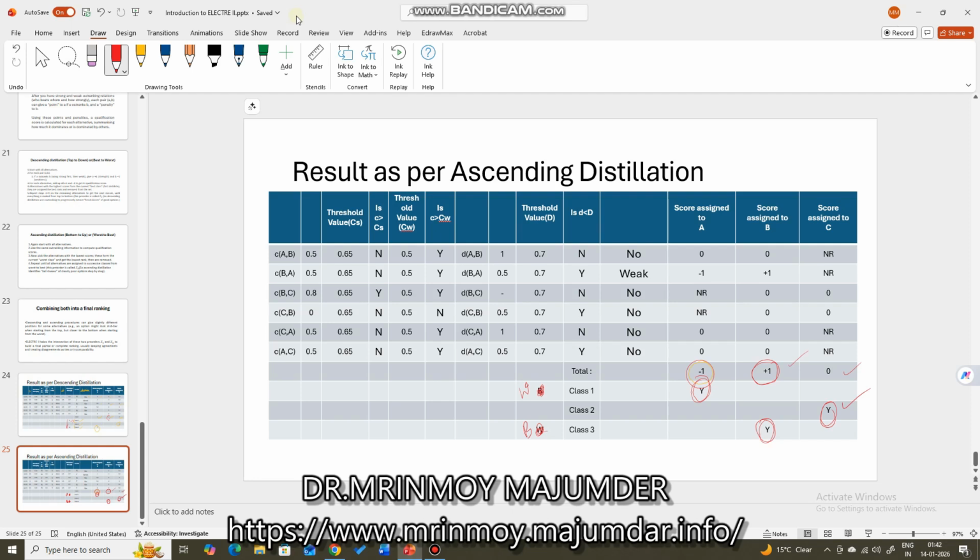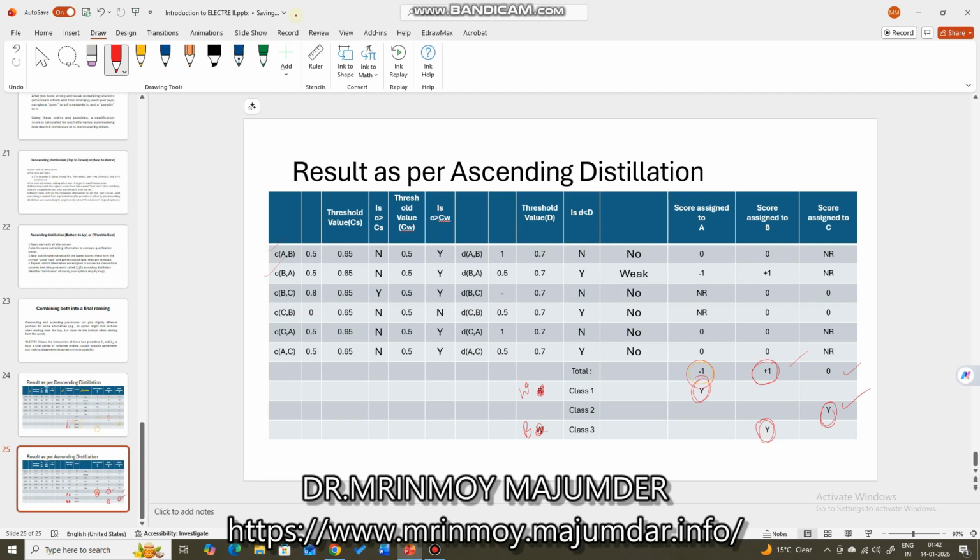So don't get confused. First, assign score based on outranking. Strong outranking will get more score compared to weak outranking. And if there is no outranking, just give 0. After you assign score to all the alternatives for all the situations, where situation means all the comparisons, A versus B, B versus A, and so on, you add them for each of the alternatives.